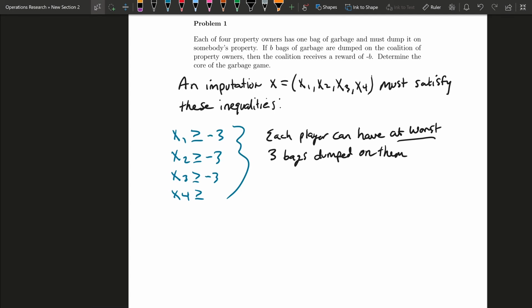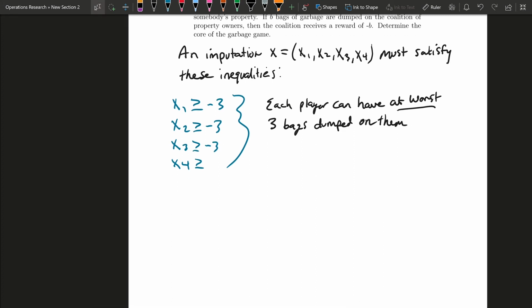Now, we also know that there are 4 total bags of garbage in play here in this game. So we know that the sum of all of these rewards is going to have to equal negative 4. Because in total, there are 4 bags of garbage thrown amongst these property owners. So the sum is going to equal the sum of the bags.